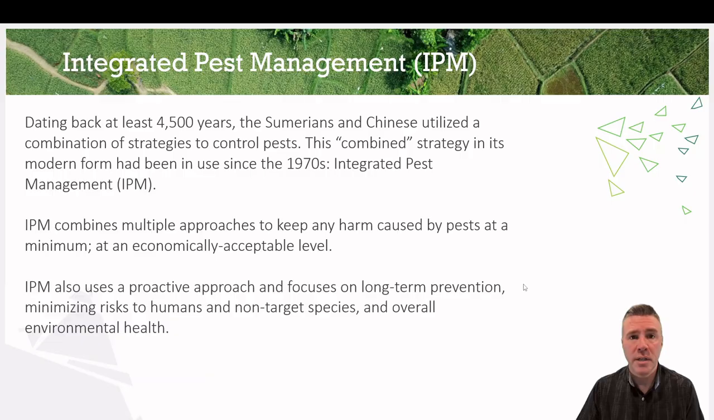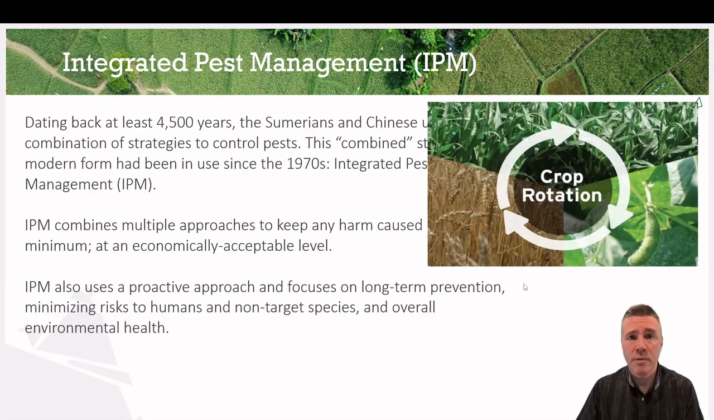Crop rotation is the practice of planting different types of crops in the same field across successive seasons, rather than growing the same crop repeatedly. It's advantageous because rotating crops disrupts pest and disease cycles, helps prevent soil nutrient depletion, and can even improve soil structure and fertility over time.